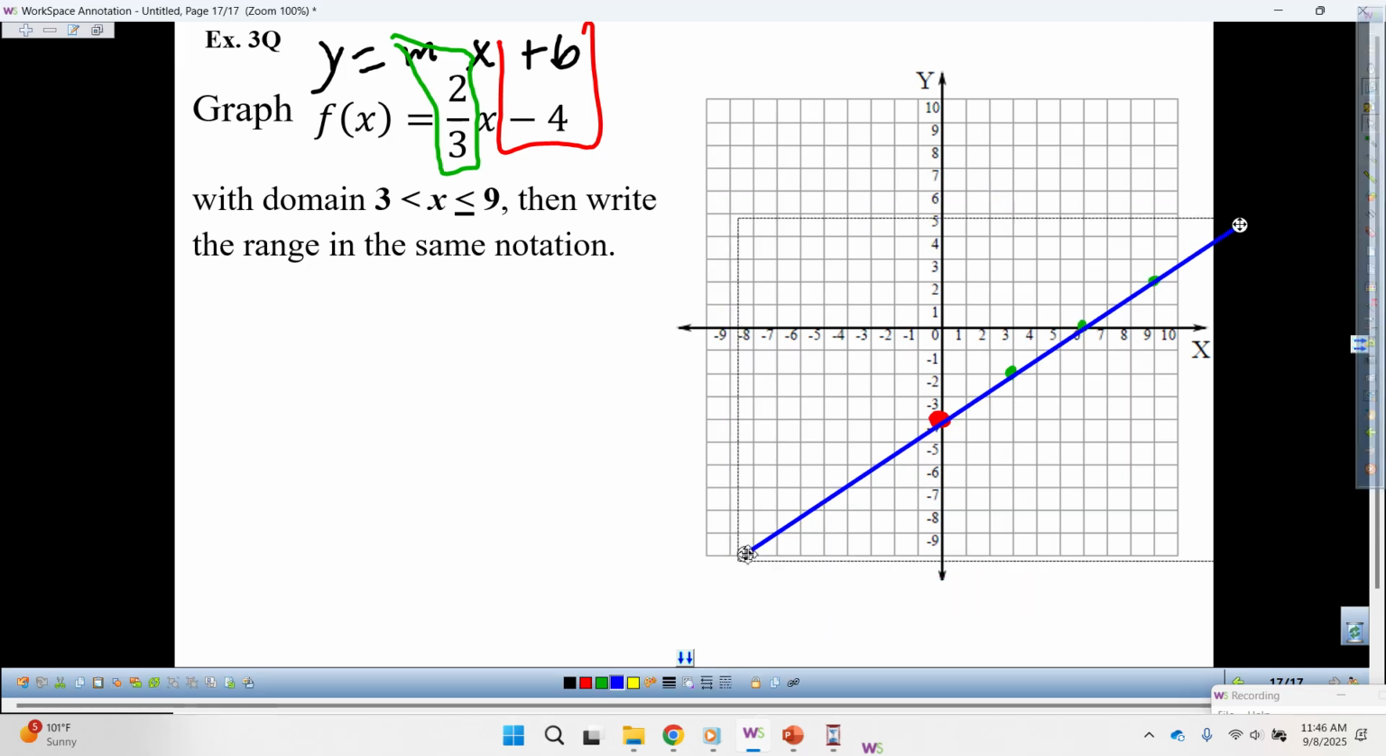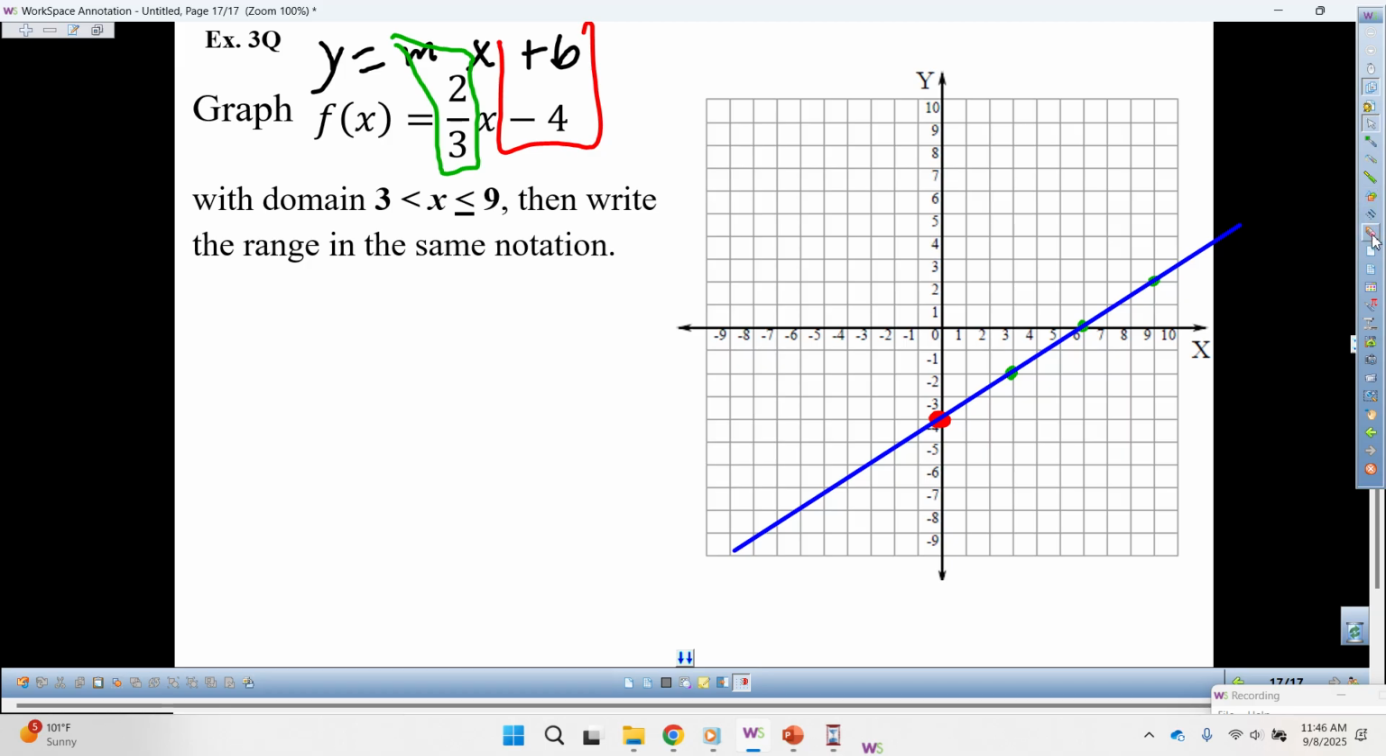However, according to the restrictions given here by the domain, from where to where am I going to highlight for my domain? Tell your neighbor, from where to where? Let's pass it to Carlos. Carlos, go. From where to where on the domain? 3 to 9. So I'm going to highlight from 3 all the way to 9 of x.